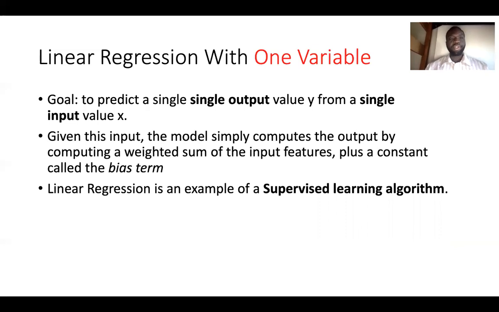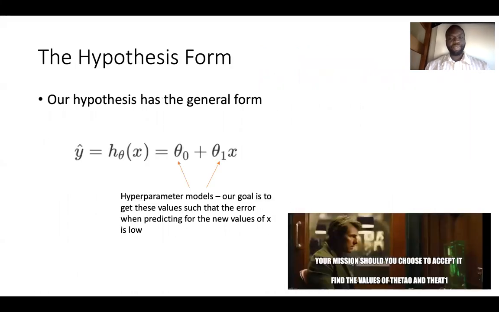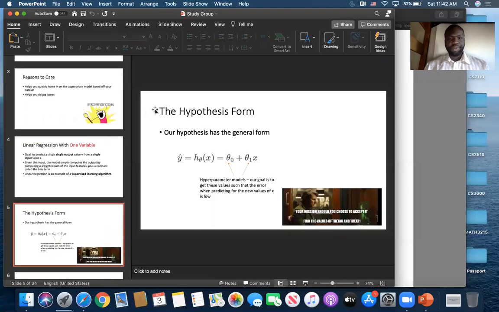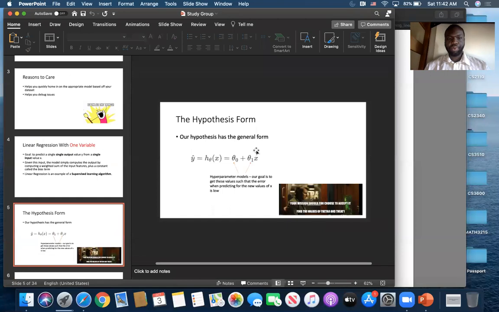So we start off with linear regression with one variable. The goal is to predict a single output value from a single input X. Given an input, we compute the output using our weighted sums. The weighted sum is what we're actually trying to find, and we're also trying to identify the bias term. From the previous chapter, we know this is an example of a supervised learning algorithm. This is the hypothesis, our guess.